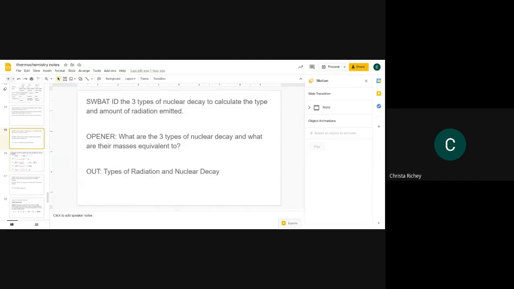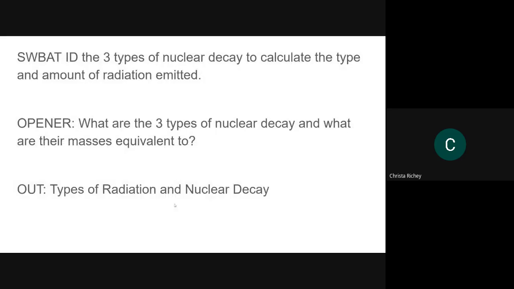I was going to say, everything has been so slow lately. All right, so for today's opener, let me turn the light off just so we can see, and I'll turn it back on.